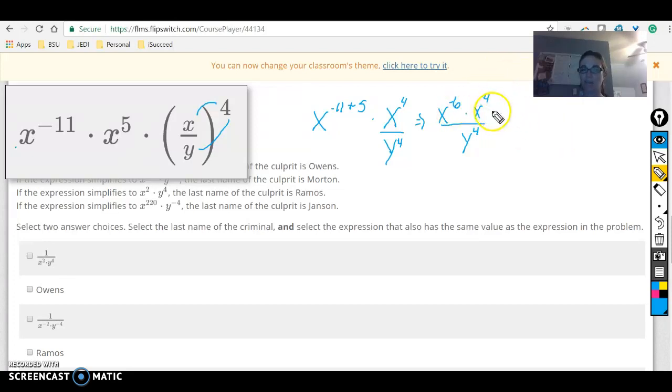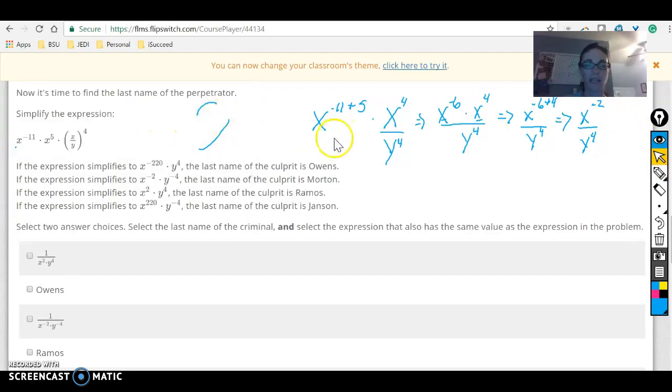Next step is combining these two. So the same base, I can add the exponents. X to the negative 6 plus 4 over y to the 4th. So I get x to the negative 2 over y to the 4th. So let's look at what my possible answers are. I might have to change the format just a little bit.